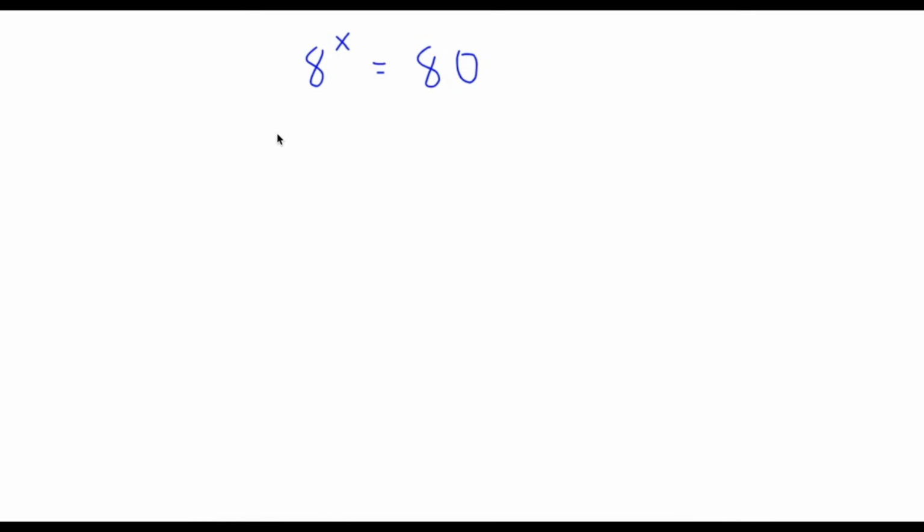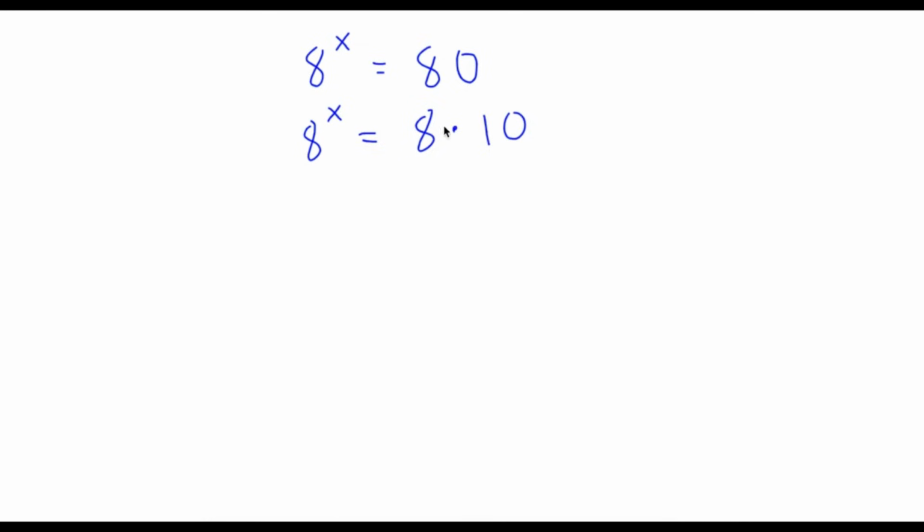In today's video, I'm going to be teaching you guys how to solve this exponential equation. So we have 8 to the power of x is equal to 80. Now the first thing I'm going to do is rewrite 80 as 8 times 10. So we have 8 to the power of x is equal to 8 times 10.